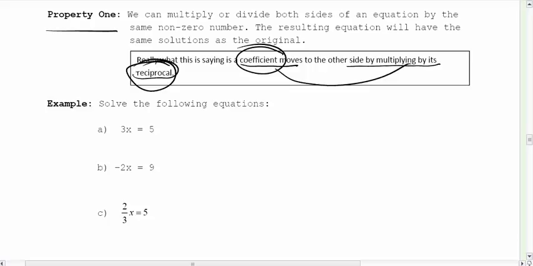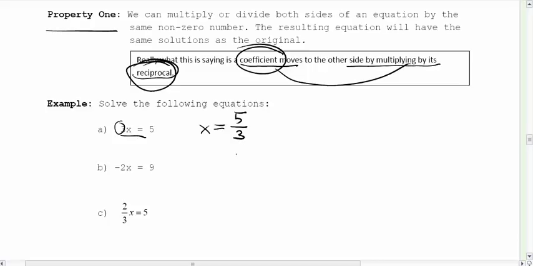Remember, the reciprocal keeps the sign of the original number. So when we move the coefficient, the sign is going to go along with it. Here we have an equation. Here's the coefficient. When we move 3 to the other side, we're multiplying by 3. So in effect, we are dividing by 3. That's really what we're doing here.